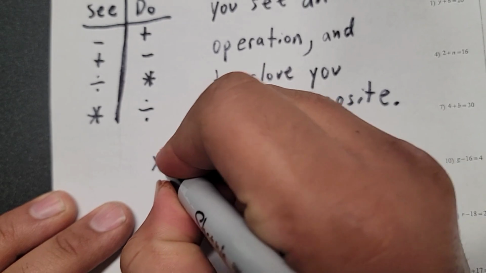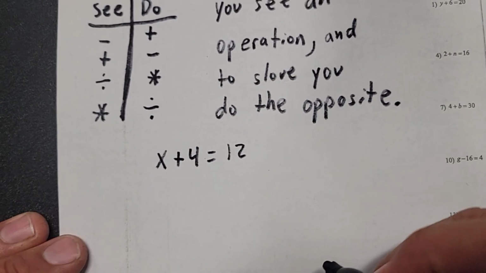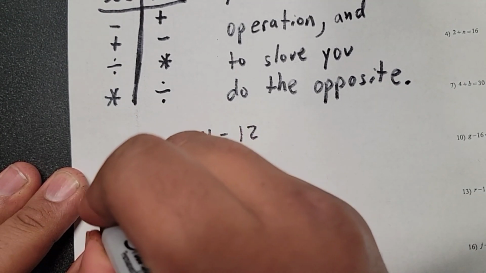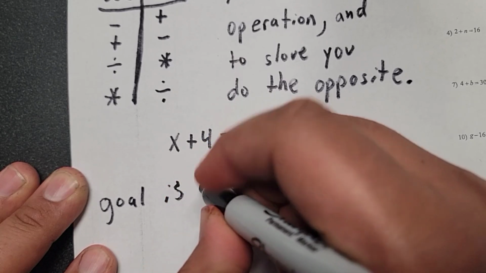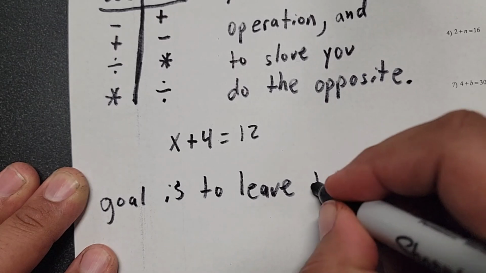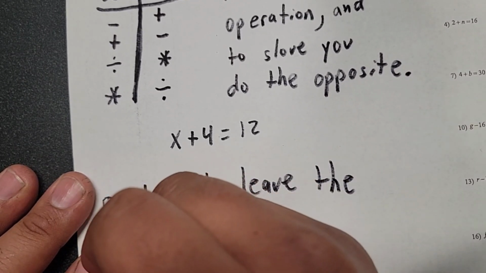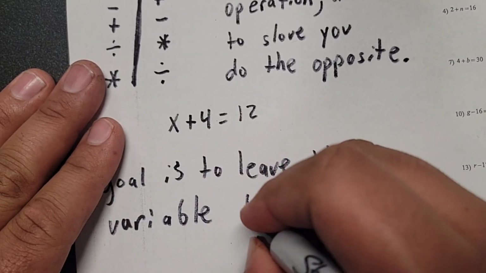Let's do x plus 4 equals 12. Now the goal is to leave the variable by itself.